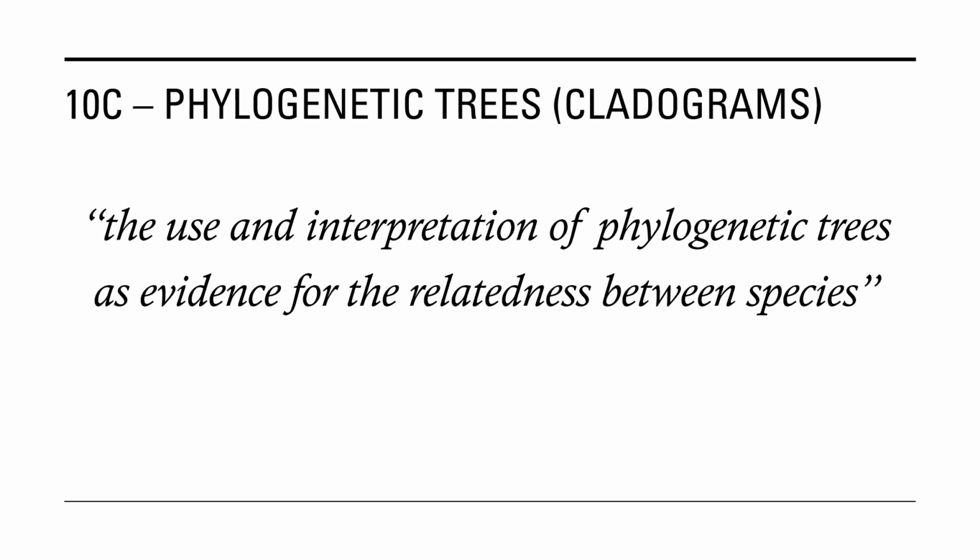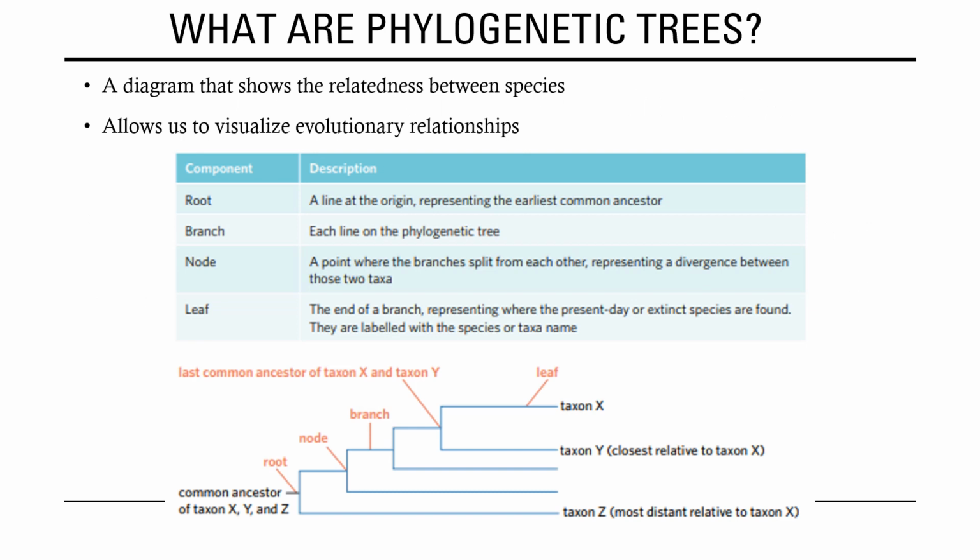So once we've got all the evidence from our fossils and our structure analysis, etc., we can put them into phylogenetic trees. And these are a really simple way to show the relationships between organisms and to see older ancestors versus more recent ancestors. So this is what a phylogenetic tree looks like. It's basically a diagram that shows relatedness between species and allows us to visualize relationships. So there's a couple of key things that you need to note here.